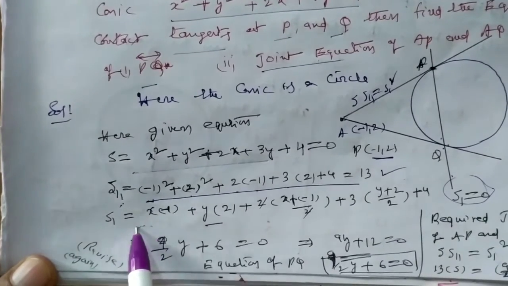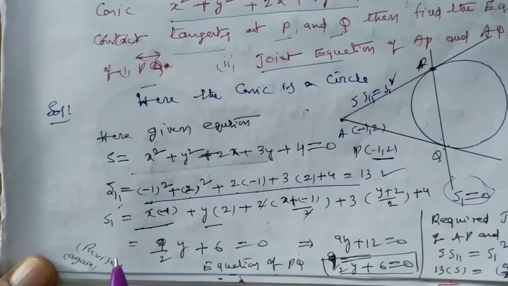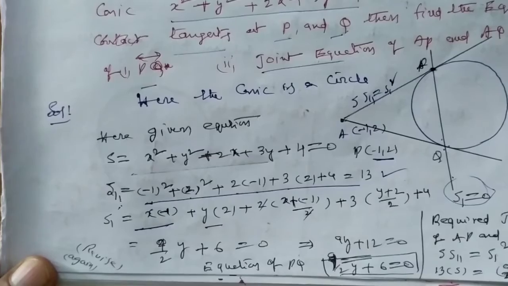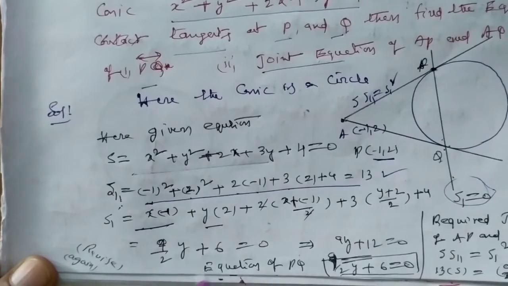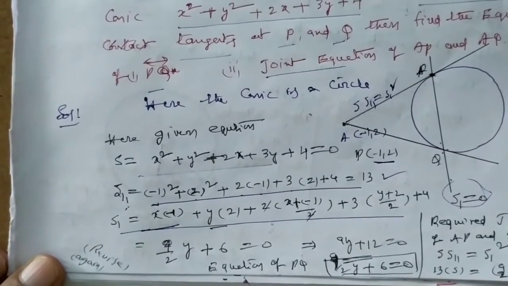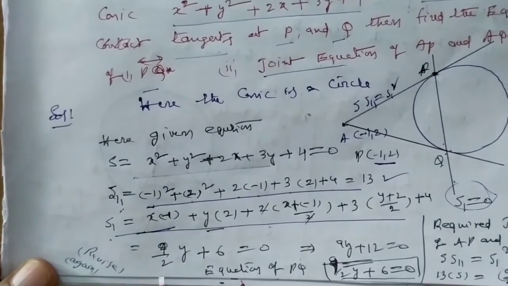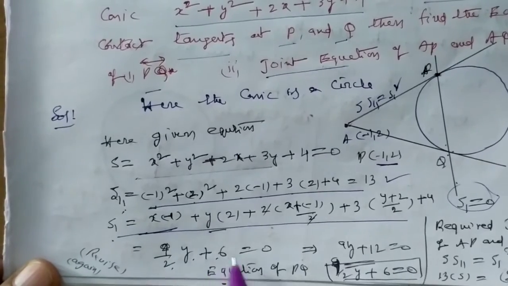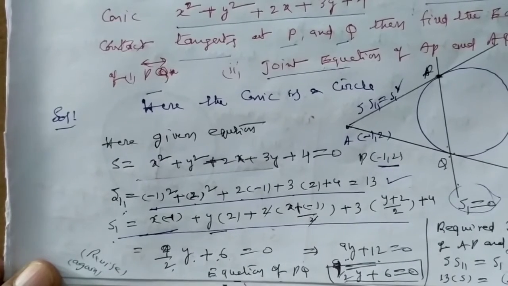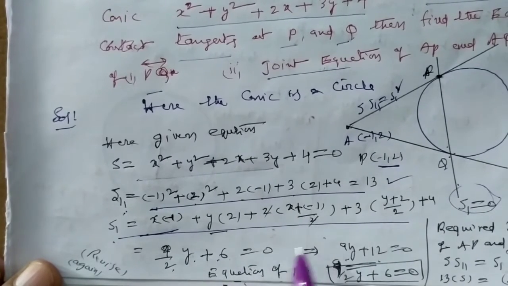For calculating S1, we use the formula where xy is replaced by (xy1 plus yx1) by 2, y is replaced by (y plus y1) by 2, and x is replaced by (x plus x1) by 2. All these can be applied in this expression. You will get the value of S1. Here 9 by 2 y plus 6 is equal to 0. By solving this, 9y plus 12 is equal to 0. So you will get the linear equation, which is the S1 value.